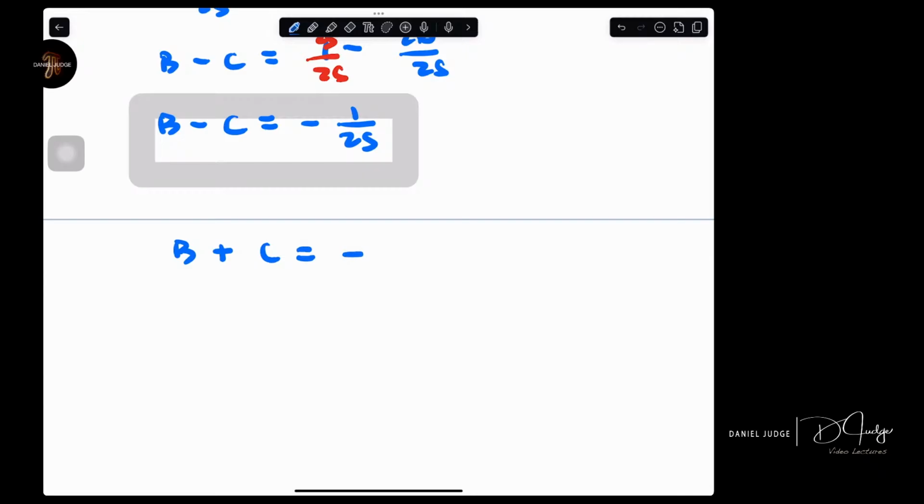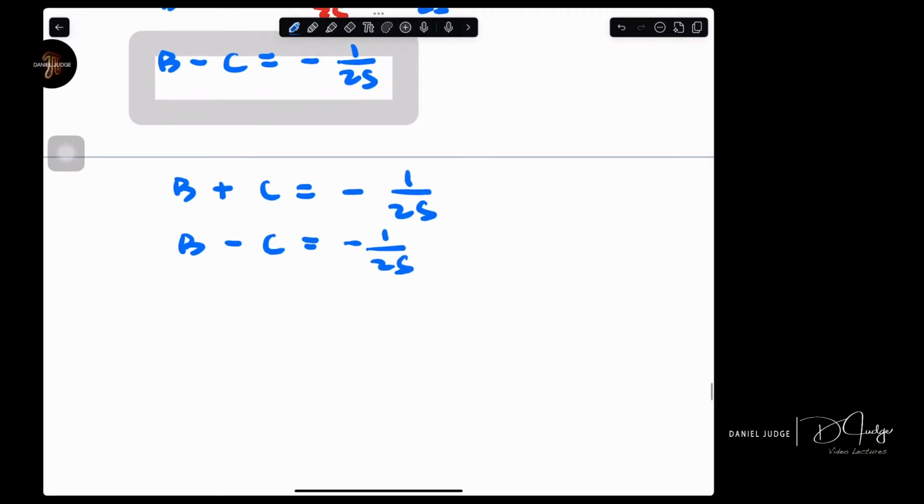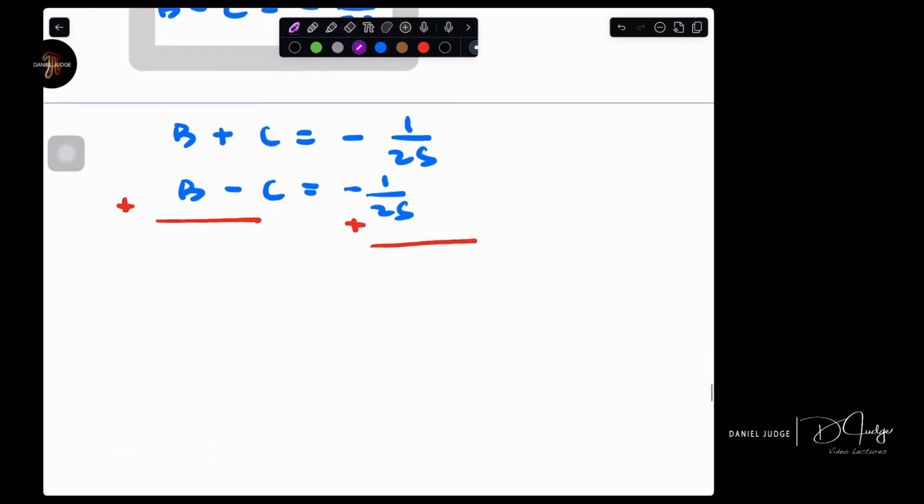B plus c is -1 over 25, and b minus c is also -1 over 25. So we're going to use the addition method. Well, we got a system of two equations and two unknowns. We could use this fact, if you guys want to remember from beginning algebra, right?